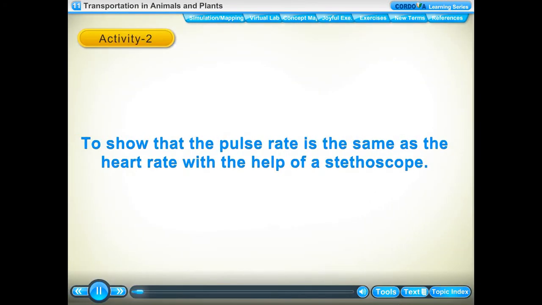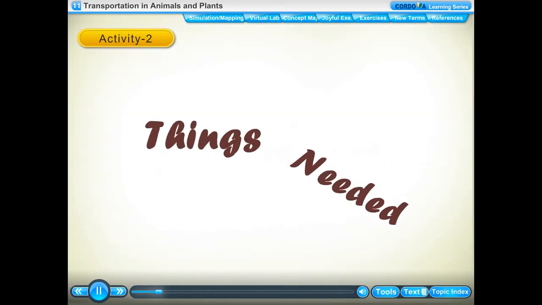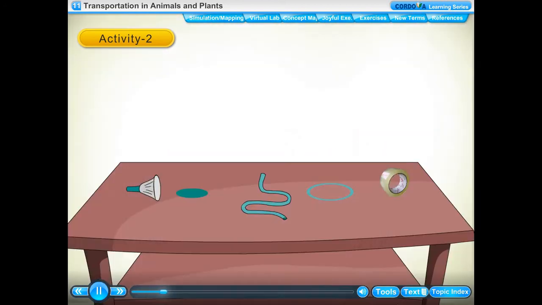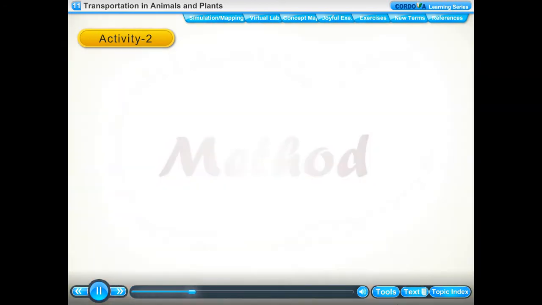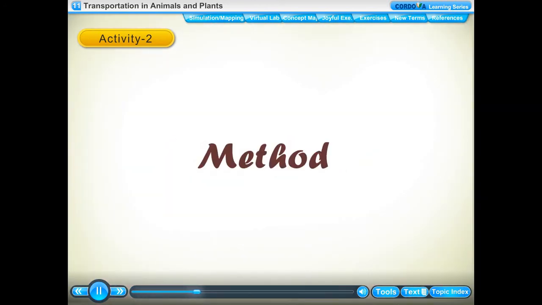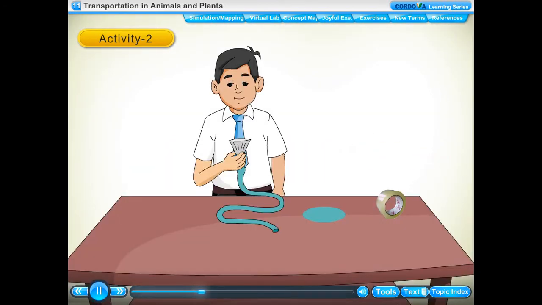Activity 2. To show that the pulse rate is the same as the heart rate with the help of a stethoscope. Things needed: funnel, 50 cm long rubber tube, rubber sheet or balloon, rubber band, adhesive tape.